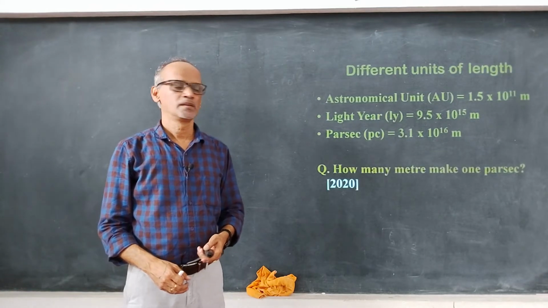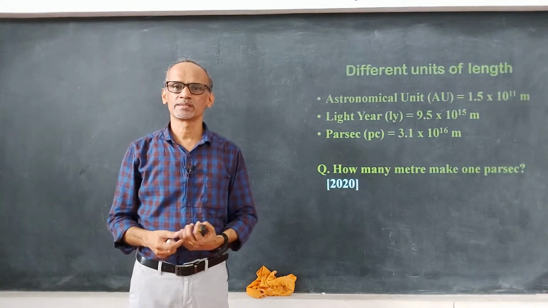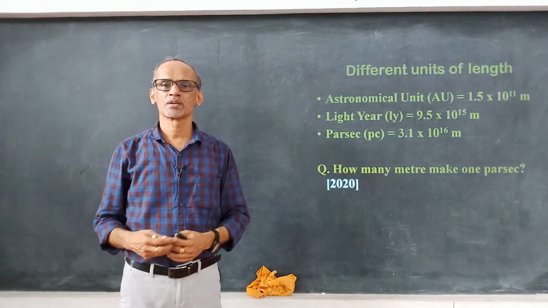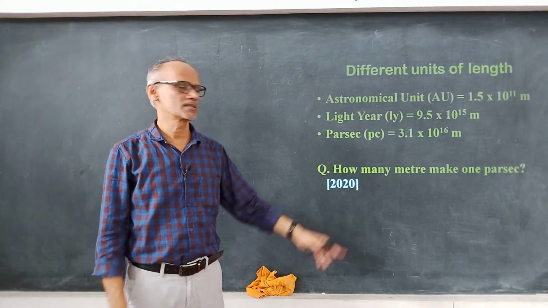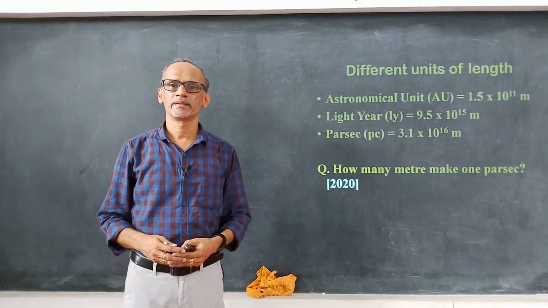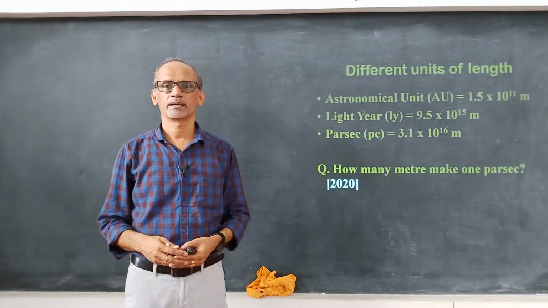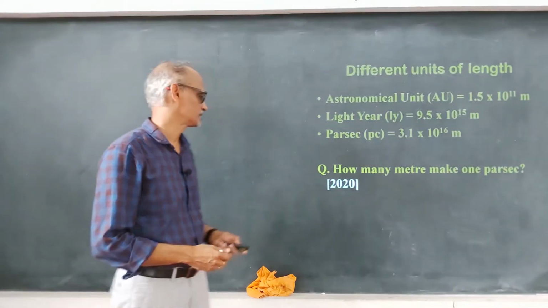Okay. See, they have asked 1 more question this year in the district level exam. What is the question? How many meters make 1 parsec? So, what is the answer? The answer is here. You have to write 3.1 into 10 to the power 16 meters makes 1 parsec. Okay, it is a 1 mark question.